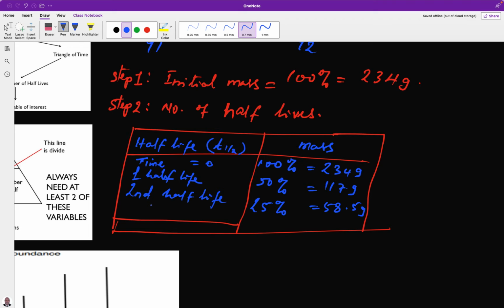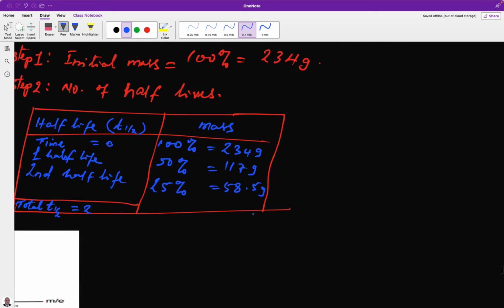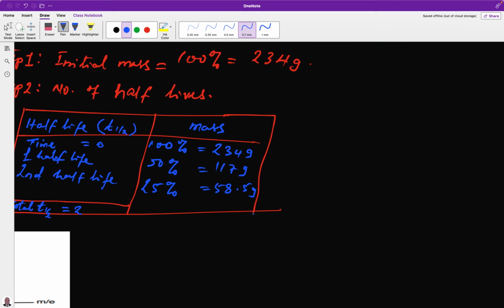Okay, total number of half-lives. Total half-life is equal to what? 2. The total half-life is equal to 2. Now, total half-life is equal to 2. Step number 3.